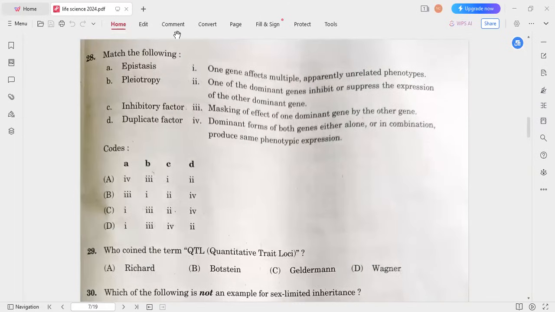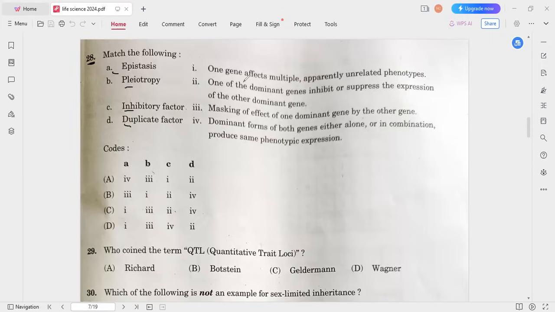Match the following. It is very easy to match. Even if you are not getting two or three, if you know any one particular thing, you can match easily. Some tricks you have to use, that's it. So now match the following: epistasis, pleiotropy, inhibitory factor, duplicative factor.